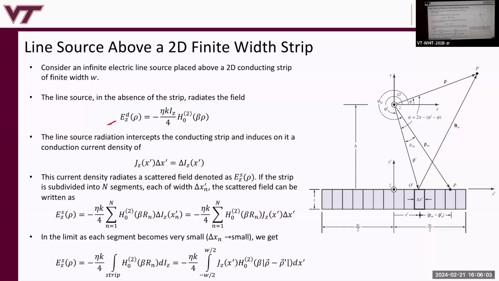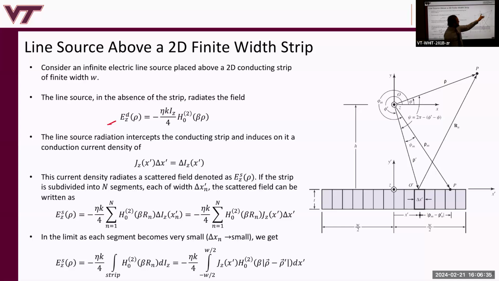Very good. So the radiation from the line source intercepts the conducting strip, induces current on it, and that conduction current density can be expressed in this form: Jz times delta x, right? If you multiply a density by a distance, there's still per unit length in and out of the board, but you're going to get some kind of current. We call that delta Iz. So this current density radiates a scattered field denoted by Ez scattered.